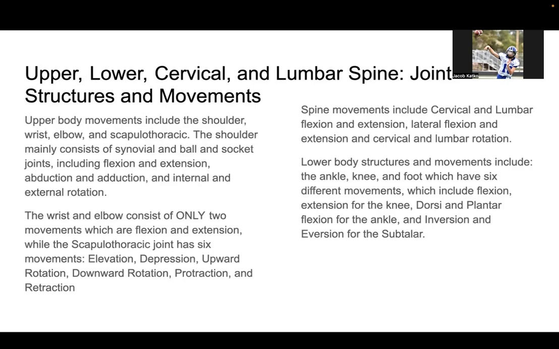Now looking at the spine movements, these include cervical and lumbar flexion and extension, lateral flexion and extension, and cervical and lumbar rotation. Lower body structures and movements include the ankle, knee, and foot, which have six different movements, which include flexion and extension for the knee, dorsiflexion and plantar flexion for the ankle, and inversion and eversion for the subtalar, which is the foot.